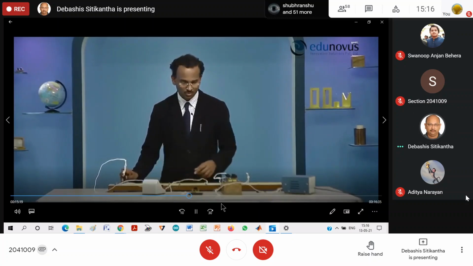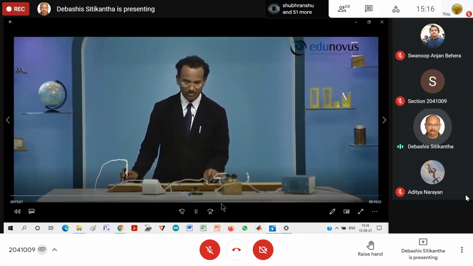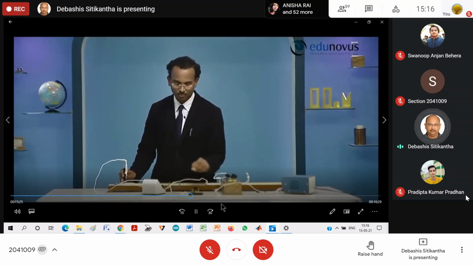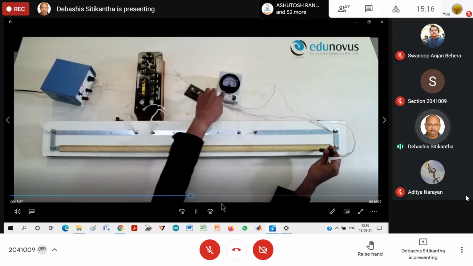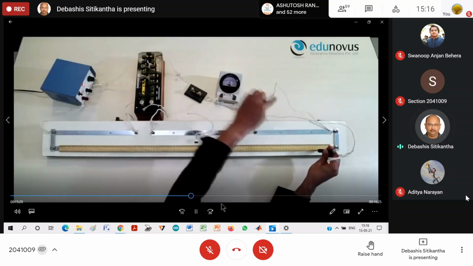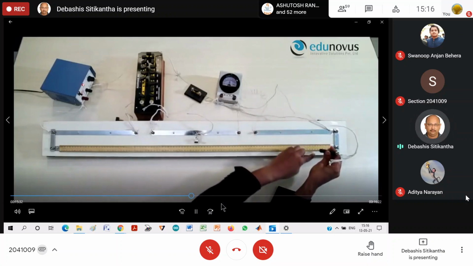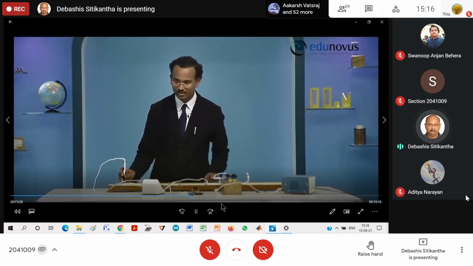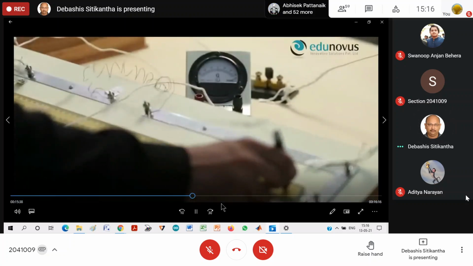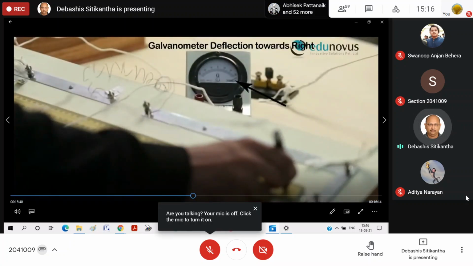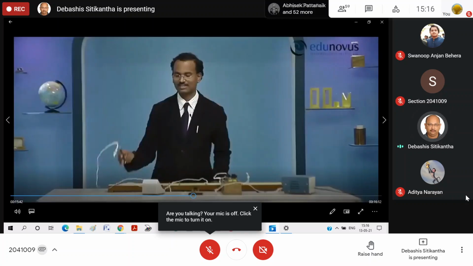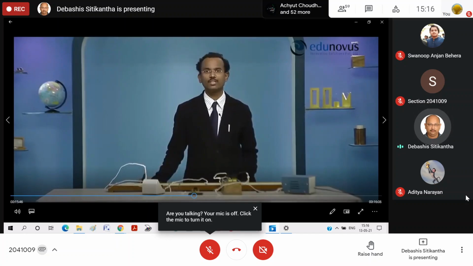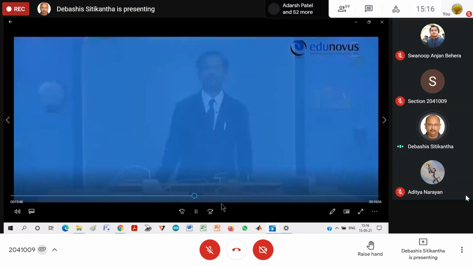So now the current will flow from the middle of the strip, which is much higher than 0 volt. It will flow from here, enter the positive terminal of the galvanometer, come out of the negative terminal and enter this jockey. So now the needle will deflect towards the right. Let's check whether it happens. It does. So our connections are perfect and we are all set to take the measurements to complete our experiment.